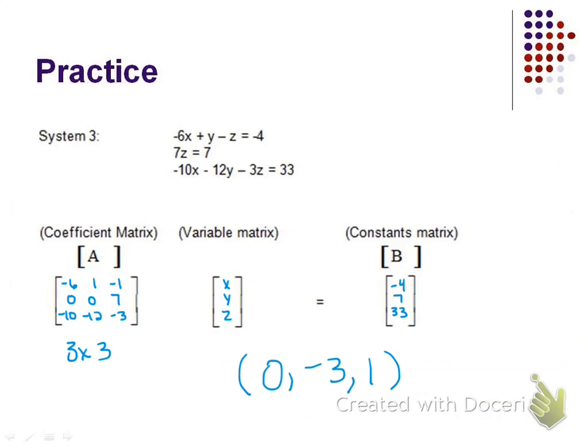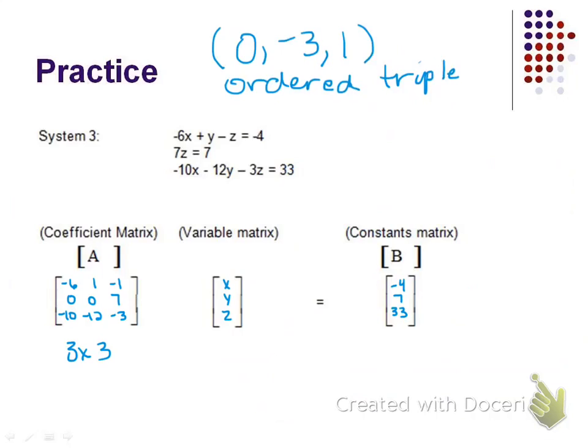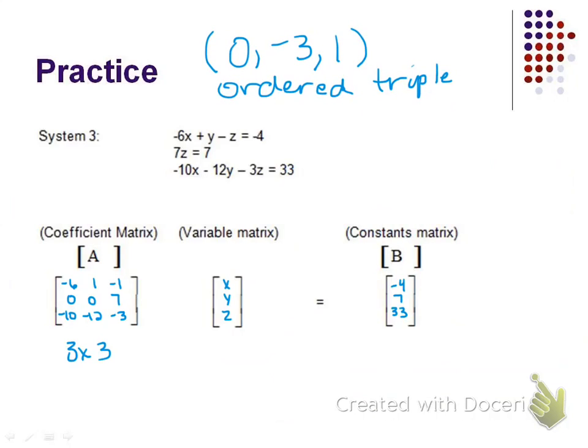Okay, when there's 2 numbers, what do we call that? An ordered pair. If there's 3 numbers, we call it an ordered triple. And that's the ordered triple. Okay, so we have an ordered triple of 0, negative 3, 1.